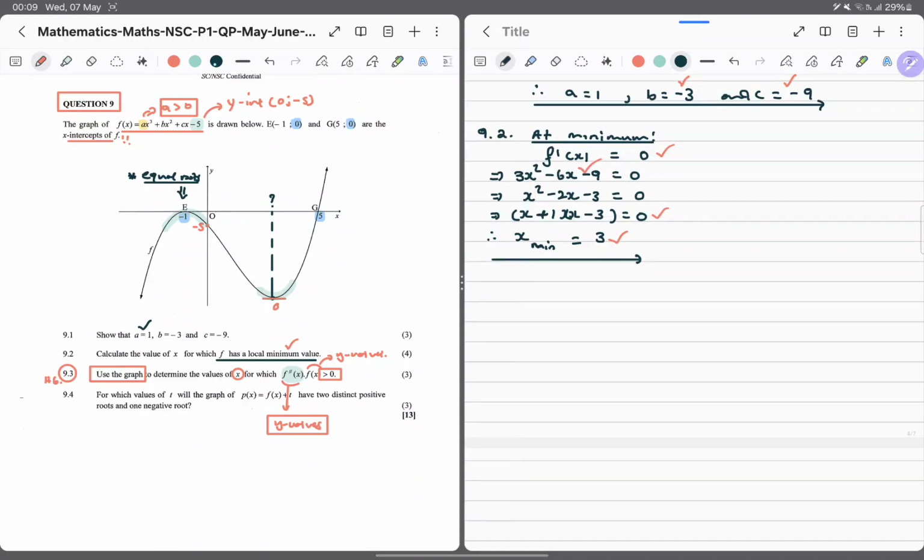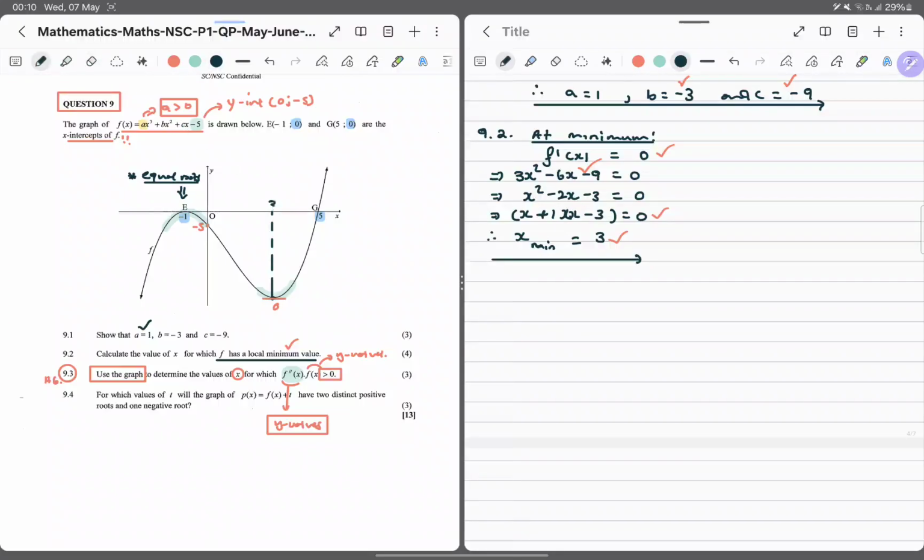Anyway, so what is important here? We need to find the point of inflection. But now we just need the x-coordinate at the point of inflection. And this should be between these two. So if there's 3 here, let's have a look. By the way, we saw that this is 3. The x value here was 3.